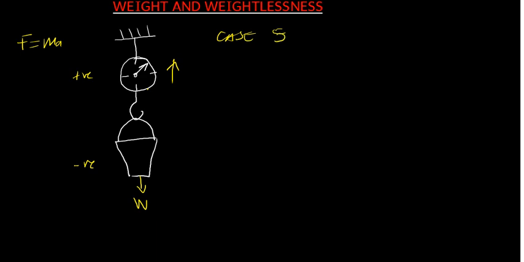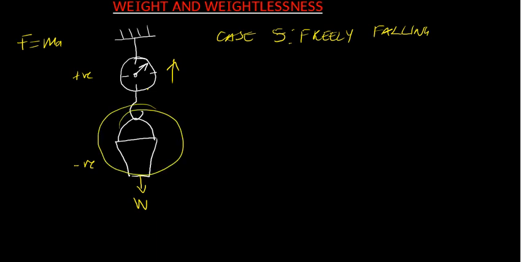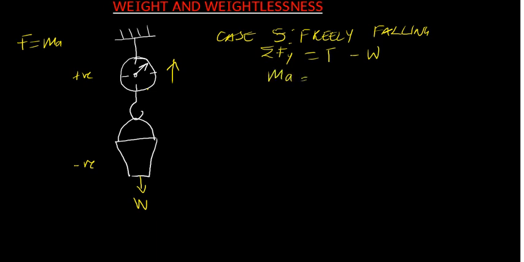So that would be case 5. Freely falling. Remember, when this bucket is freely falling, it is going in the negative direction. So the acceleration will also still be negative. So the net force in the y is given by still the tension, which is going up, minus the weight. So net force is given by mass times acceleration. That will be tension minus weight, which is given by mass times gravity.